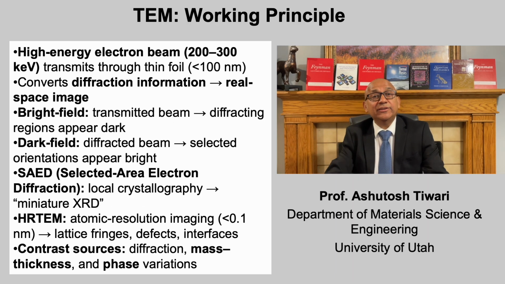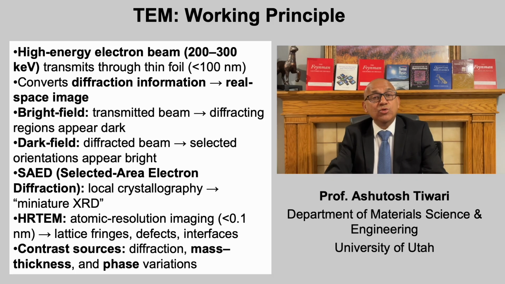If SEM reveals the surface, transmission electron microscopy, TEM, reveals the interior. A high-energy electron beam, typically 200 to 300 keV, is transmitted through an ultra-thin sample, usually less than 100 nanometers thick. As electrons pass through the specimen, they are scattered both elastically and inelastically by the atomic lattice. The objective lens forms an image from these transmitted electrons, converting diffraction information into real space contrast.